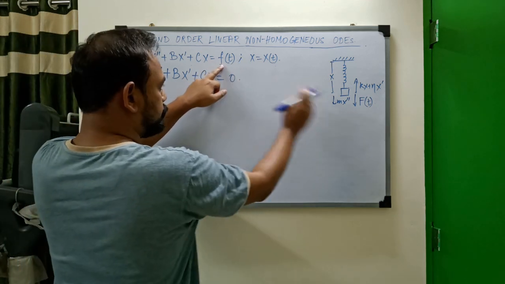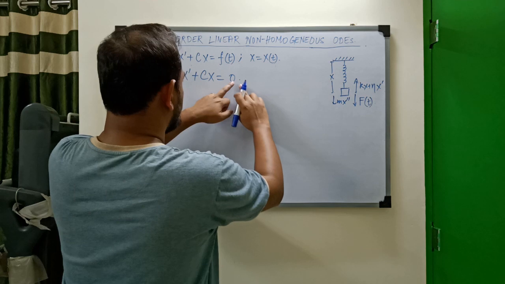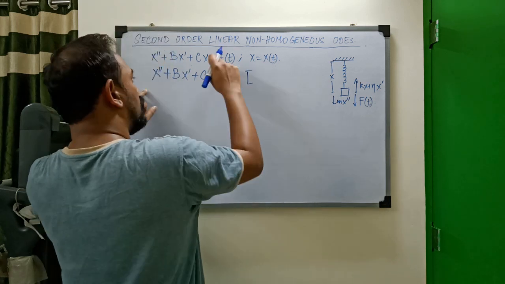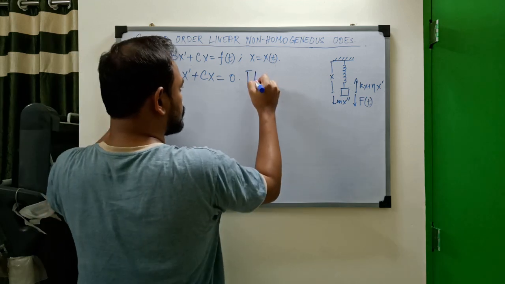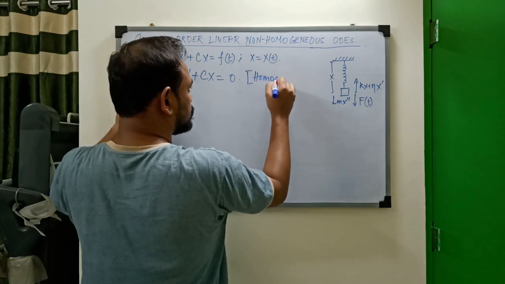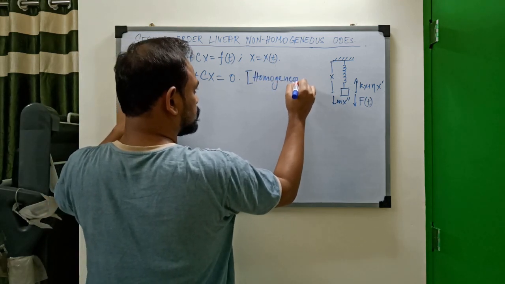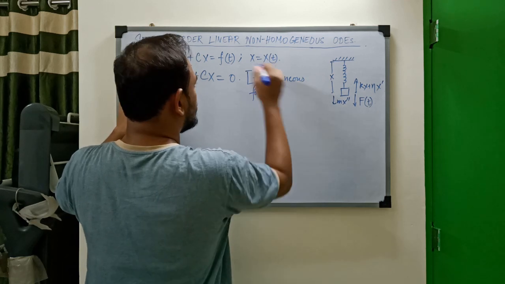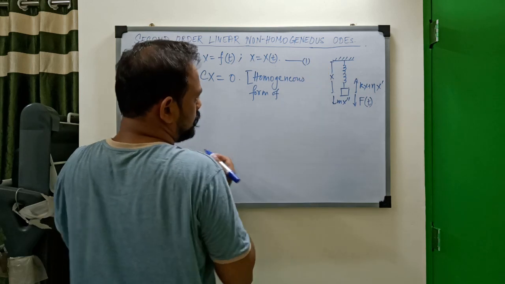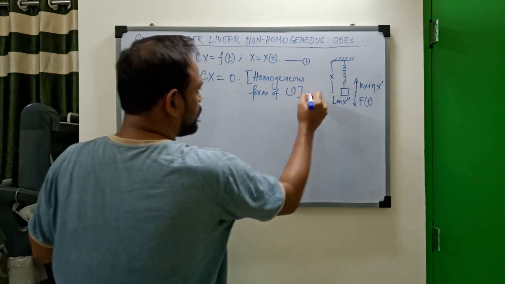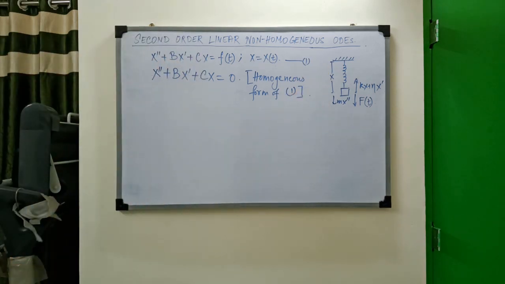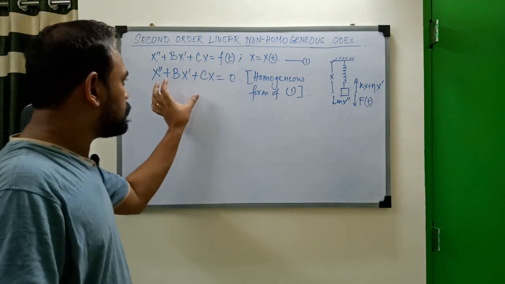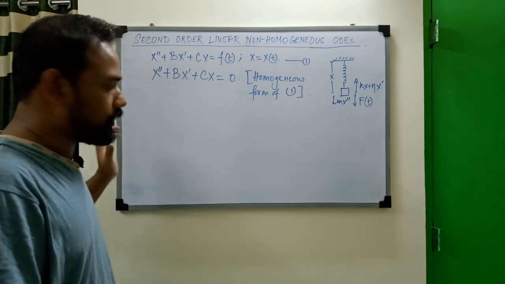So if you ignore the external force, you get what is called the homogeneous form of the given differential equation. Just ignore the right-hand side, make it 0, and it would be called the homogeneous form of the given differential equation.